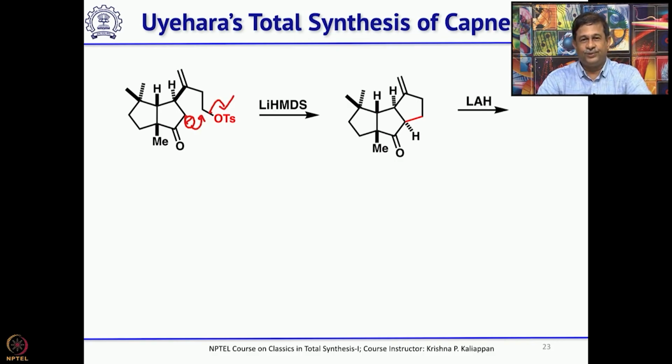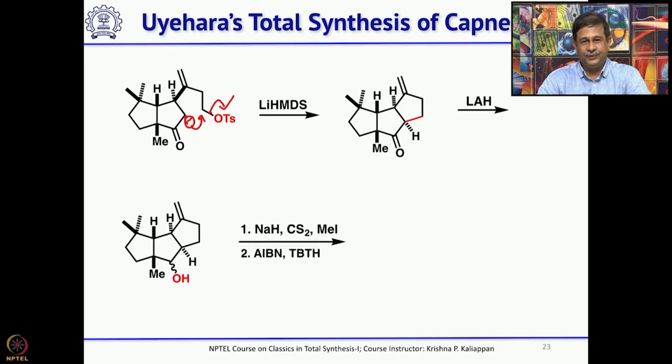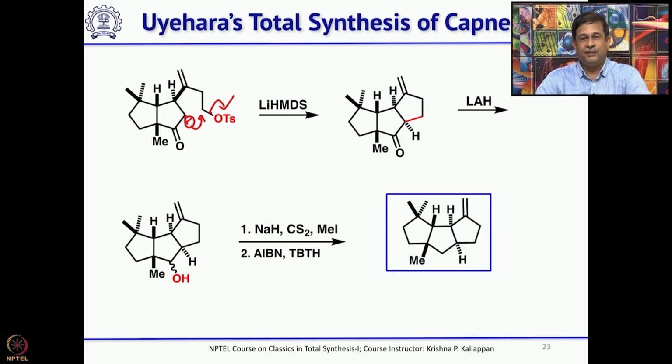So what is left now is to remove the ketone. So reduce the ketone to alcohol, convert that into xanthate using sodium hydride, carbon disulfide, methyl iodide. The OH will be converted to xanthate, and the xanthate can be reductively cleaved using tributyltin hydride and AIBN.